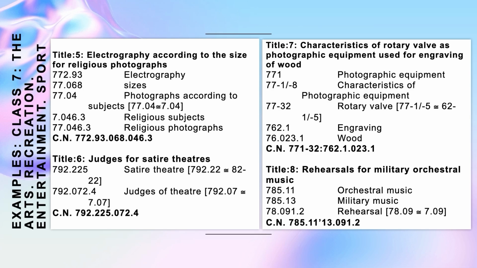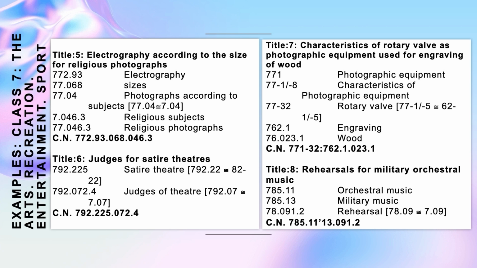So 771 photographic equipment, 77-1-8 characteristics of photography equipment, and 77-32 basically the rotary valve. Actually there is an instruction, 77-125 subdivided as 62-125. So an engraving is under 762.1 and wood is 76.023.1, that is special auxiliary. So class number will be 771-32:762.1.023.1. And title 8, rehearsal for military orchestral music.